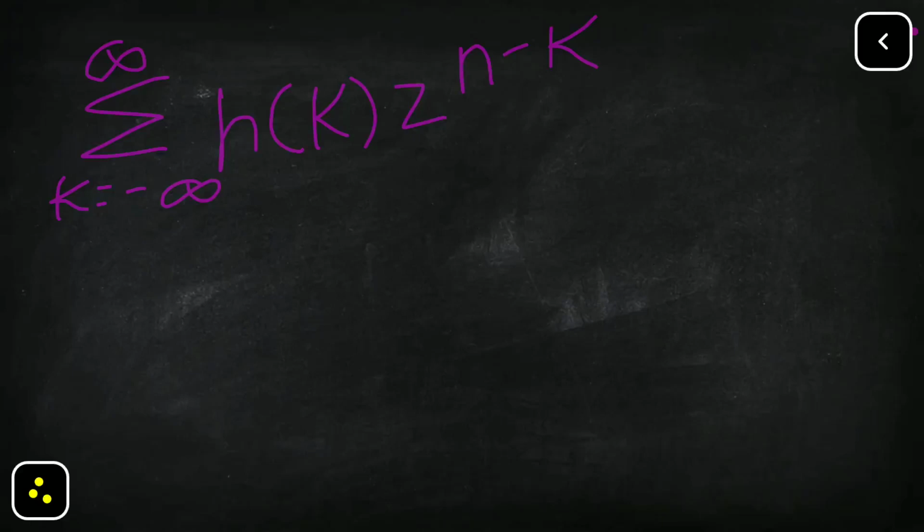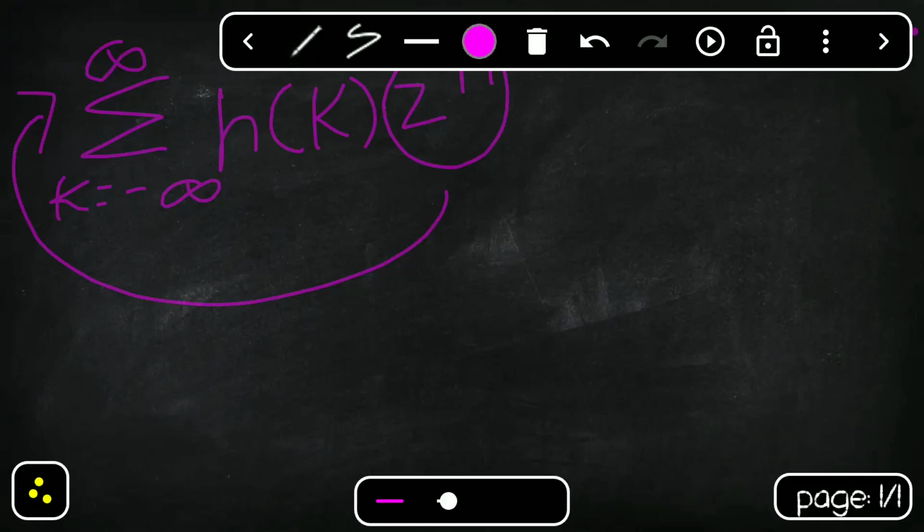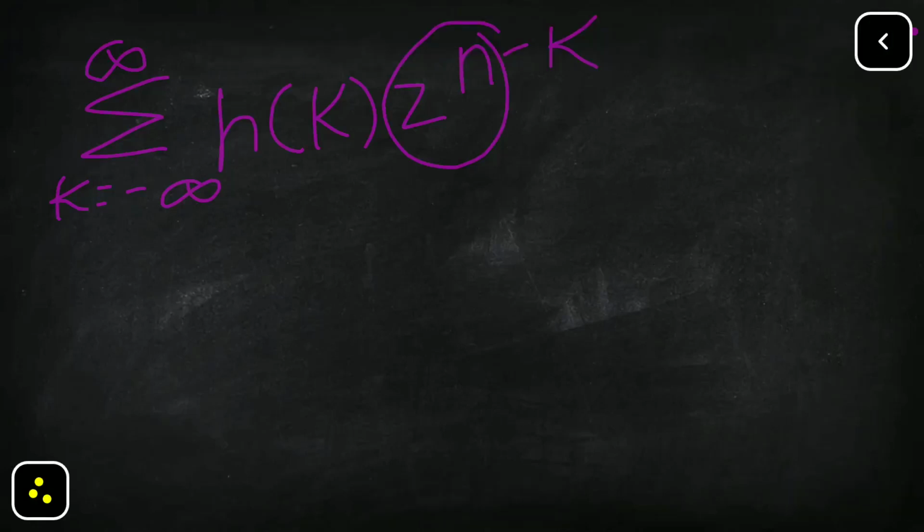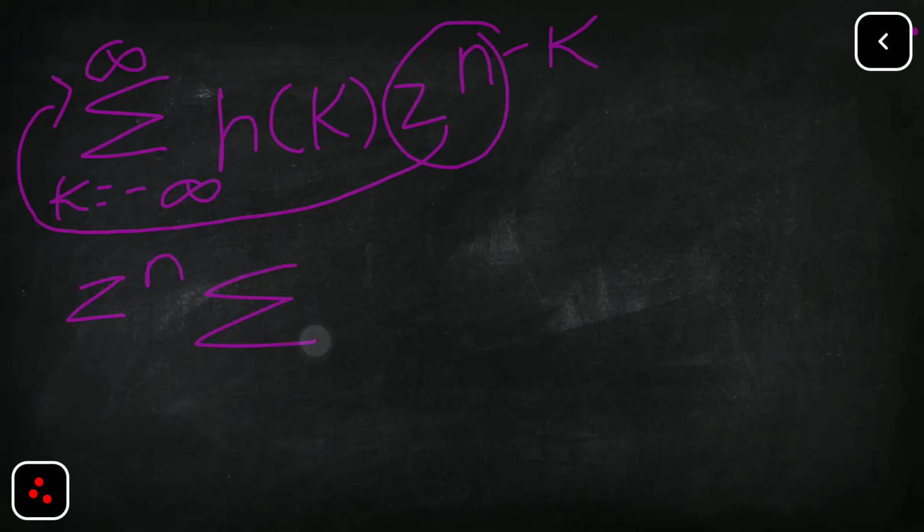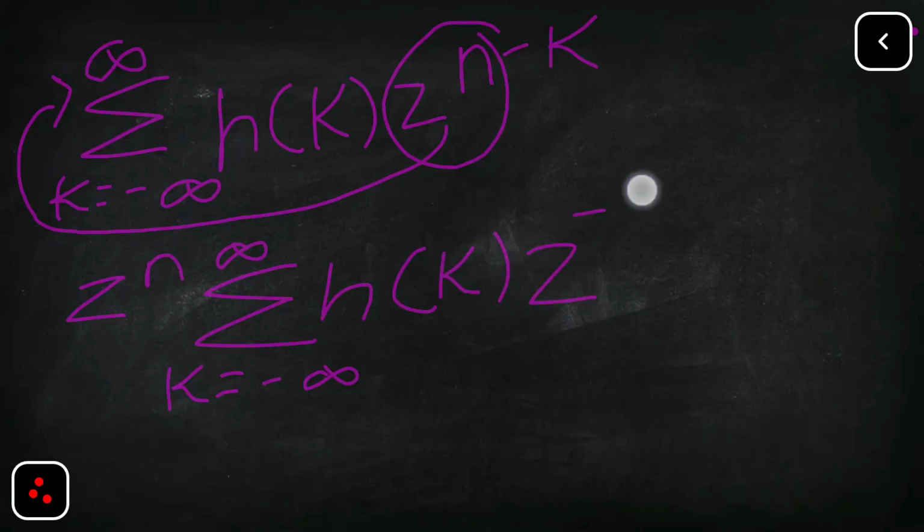Now we are going to take z to the power of n outside. I'll erase this and write it smaller. I guess you got it till now. So this z to the power of n comes outside, and you get z to the power of n into the summation for k equal to minus infinity to infinity of h of k into z to the power of minus k.